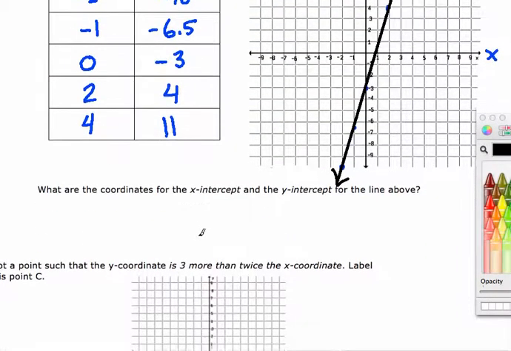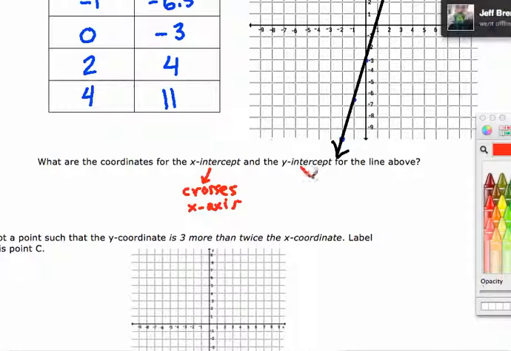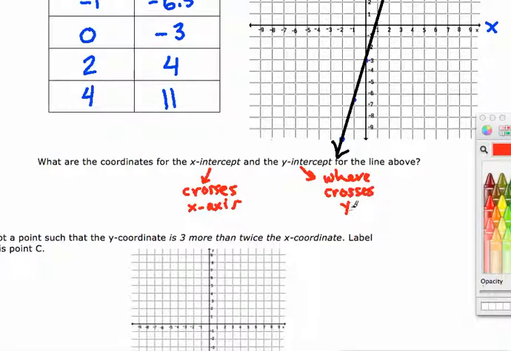And then we need to answer this question below. What are the coordinates for the x-intercept and the y-intercept for the line above? So before we can answer this question, we need to know what this means. X-intercept means where the line crosses the x-axis. And similarly, the y-intercept is where the line crosses the y-axis.